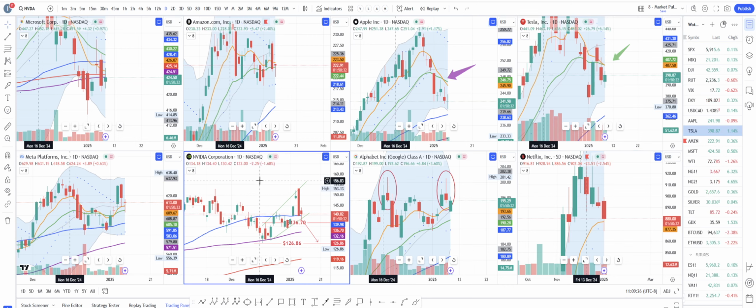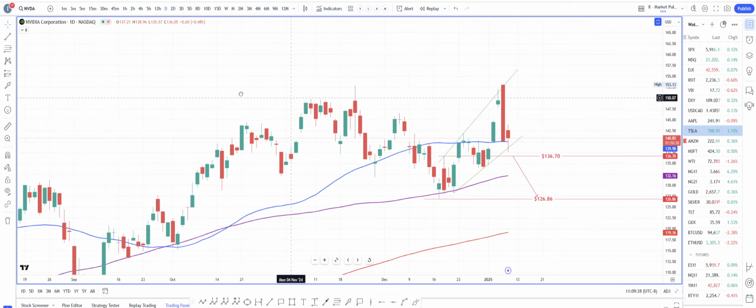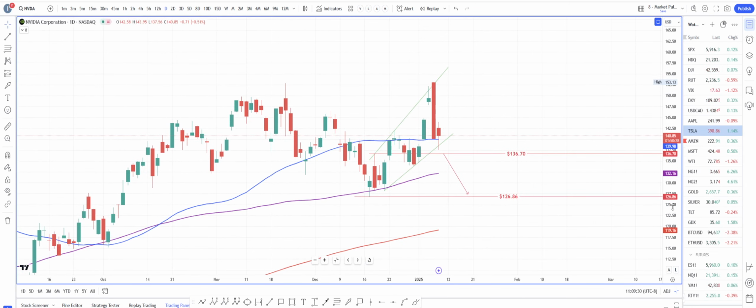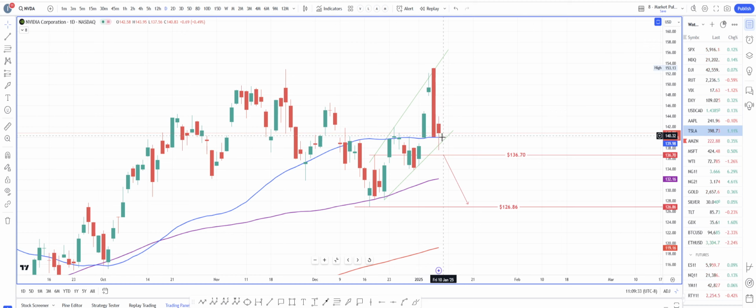Interesting things with NVIDIA. Let's bring it up. Okay, so far NVIDIA holds at the 50-day moving average. However, closure below yesterday's low would be a strong bearish signal. And I also would like to emphasize that it was an ending diagonal, which is likely happening right now. And this move after the diagonal is expected to be fairly strong.